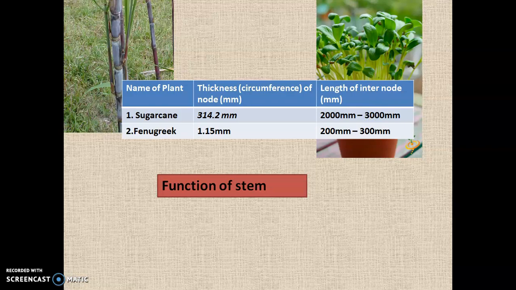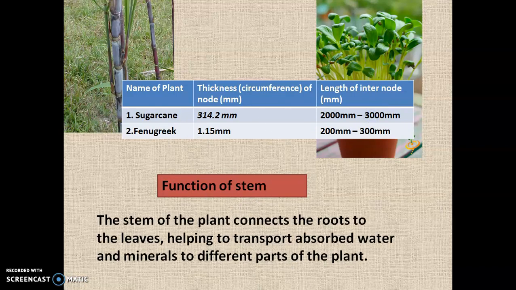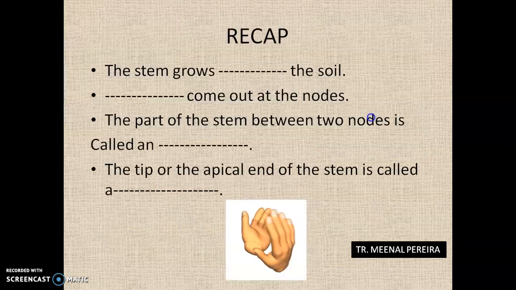Now let's see some functions of the stem. The stem of the plant connects the root to the leaves, helping to absorb water. We all know that the root absorbs water, and then the transport of the water is done with the help of the stem. Along with water, it also absorbs minerals from the soil. So the stem helps to take water and minerals to different parts of the plant.